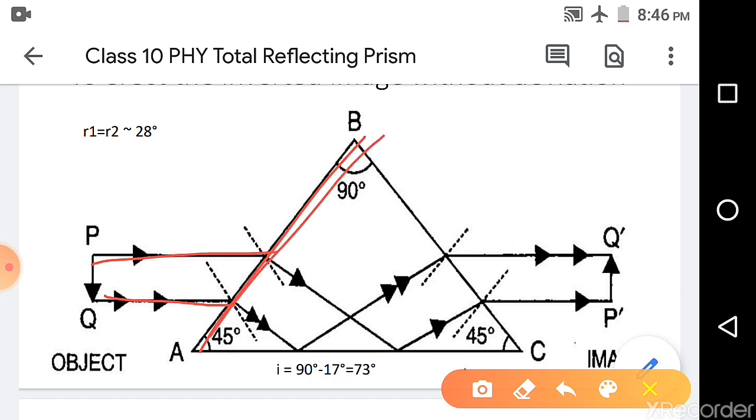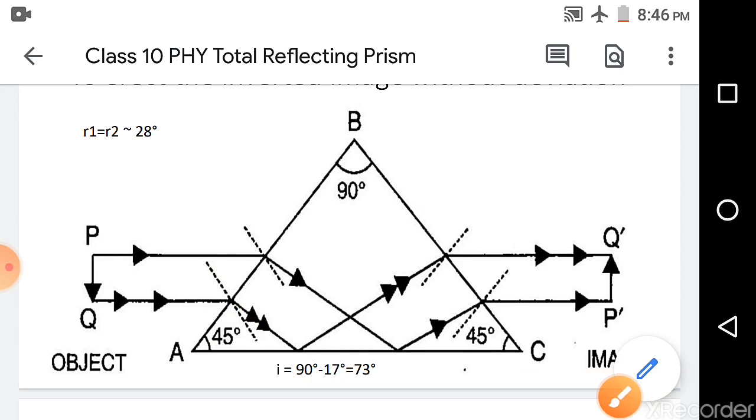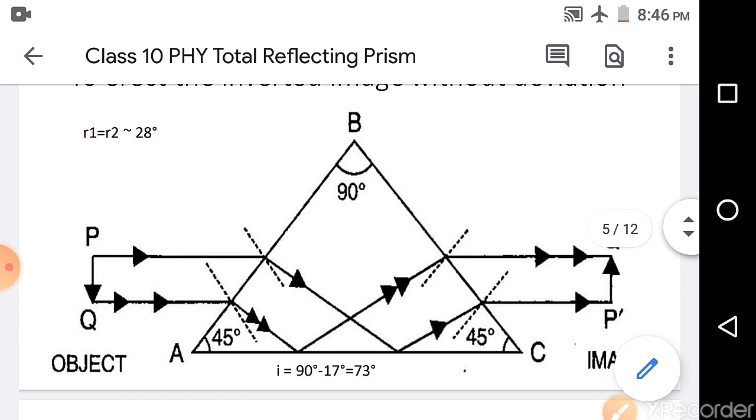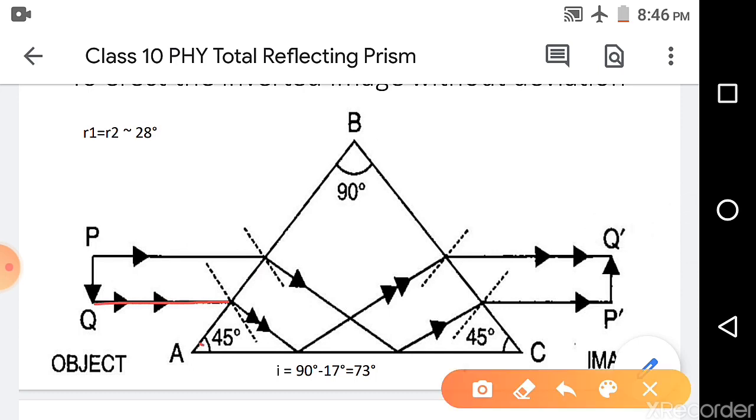So what is the angle of incidence here? This angle is 45 degrees, this is the normal, and this angle is 90 degrees. This is also 90 degrees. The incident light ray is parallel to the surface AC, so if it is 45 degrees, then the alternate interior angle is also 45 degrees, and this angle and this angle are also 45 degrees. So the angle of incidence is found as 45 degrees. Initially the light rays are incident on the surface AB with an angle of 45 degrees.